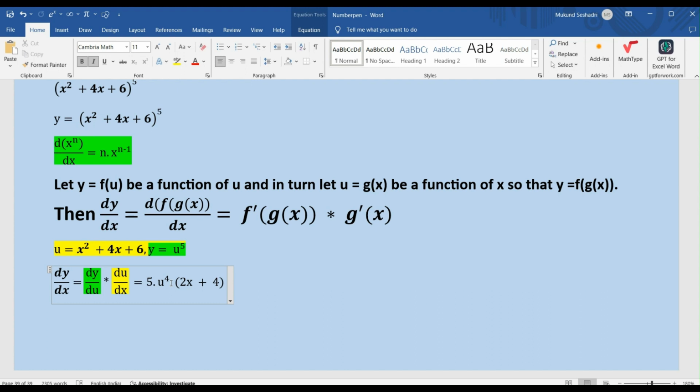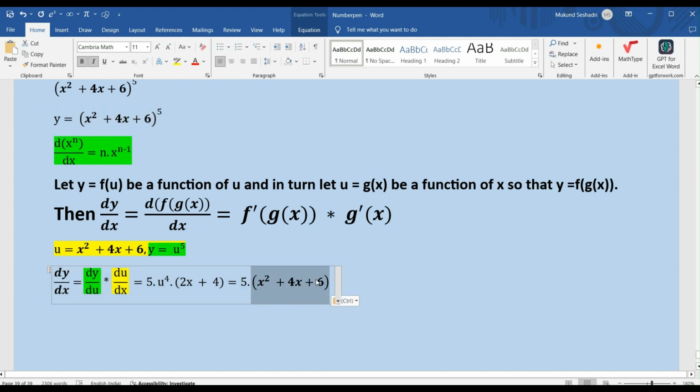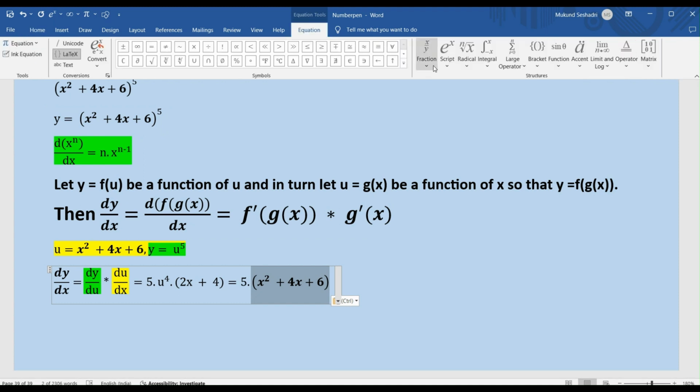So now we have an answer in front of us, but we have a u, and we'll have to go back and represent everything in terms of x. So how do we do that? I just go ahead and substitute u with x squared plus 4x plus 6. So 5u to the power 4 becomes 5 times x squared plus 4x plus 6 the power 4, and then I have my 2x plus 4. So that's how I write my final answer.